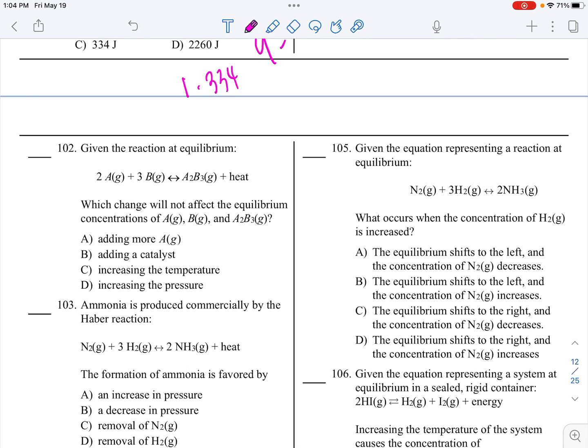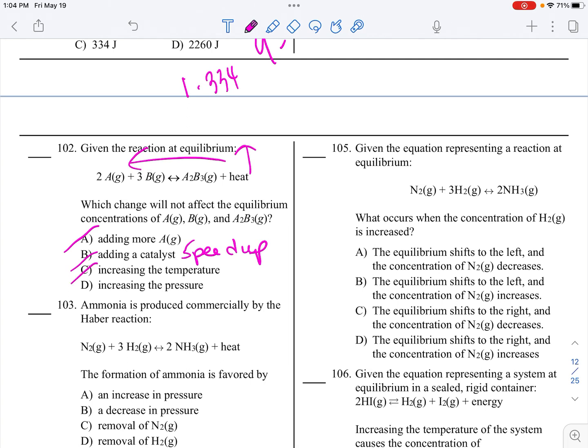Which change will not affect the equilibrium concentrations of A, B, or A2B3? If you add more A, you're going to shift away, so that's not going to do it. If you add a catalyst, it is going to speed up, so that's not it. If you increase the temperature, you're going to shift this way, so that's not it.